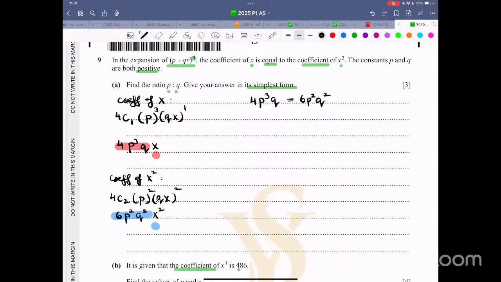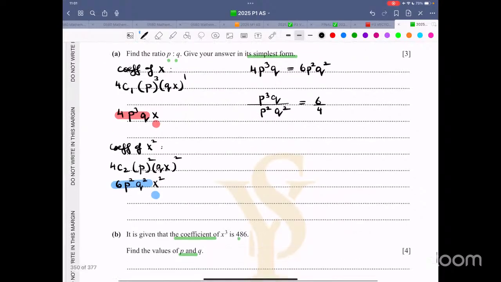Now we need the ratio p is to q. So therefore, p cube q divided by p square q square, that is 6 is to 4. So p square over p, that's p at the top, and a q at the bottom, that is 6 is to 4, that is 3 is to 2. That is the ratio.